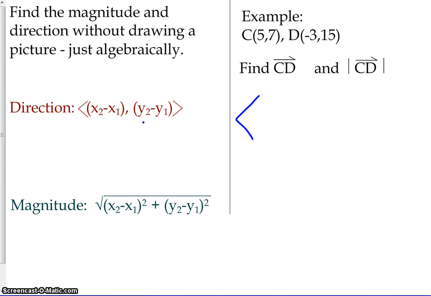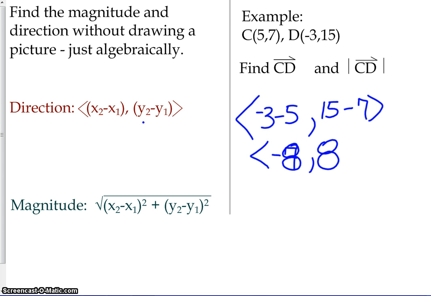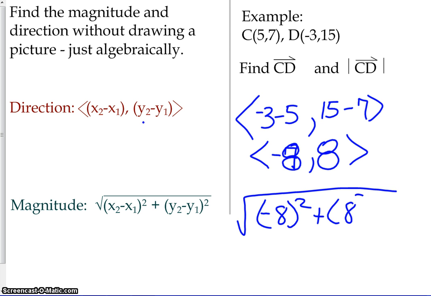Except here we find the change in x by taking the second x minus the first x, and the change in y by taking the second y minus the first y. So my answer here would be negative 8 and positive 8. Then if I'm finding the distance, it's just the distance formula that we've dealt with before: the x value we found squared plus the y value we found squared. So this would be the square root of 128, which is really 8 times the square root of 2.